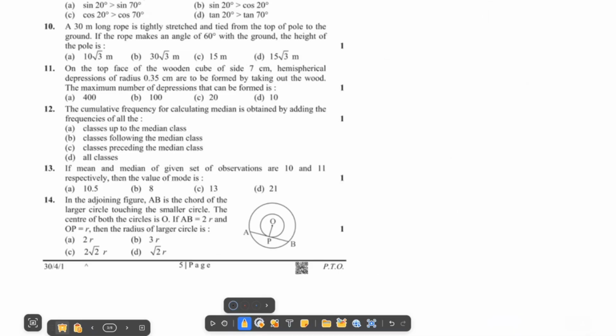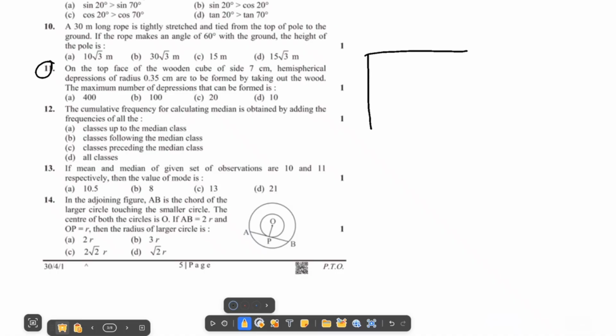So next, the 11th question is: on the top face of a wooden cube of side 7 centimeters, hemispherical depressions of radius 0.35 centimeters are to be formed by taking out the wood. So we have to get hemispherical depressions by taking out the wood. The maximum number of depressions that can be formed is, so how many depressions can we make on one face? That is the question.